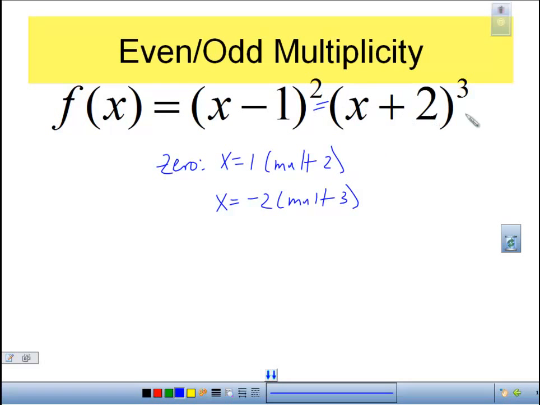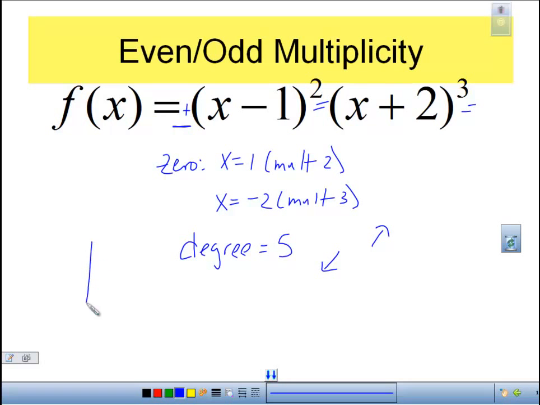Again, looking at our exponents here, 2 plus 3 is going to give us 5, so we know that, assuming these are all the real zeros, we're going to have something of degree 5. We know that the leading coefficient is positive because we're assuming it's positive 1. So we know that the basic end behavior of our graph is going to look like this.